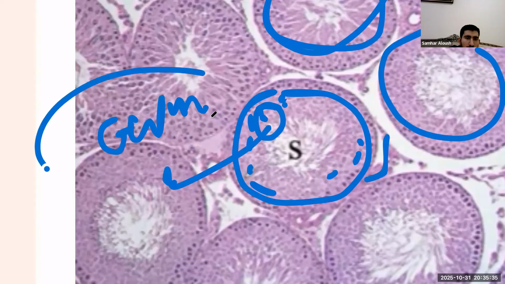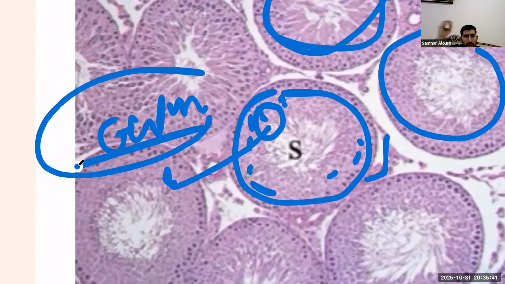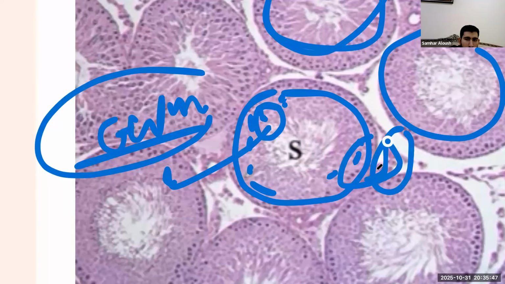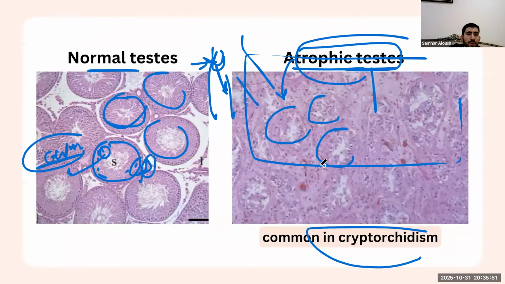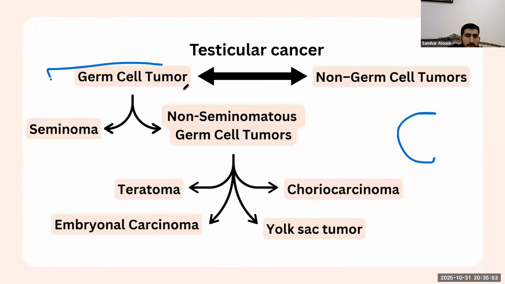Germ cell, because the germ cell is the sperm. But if we have a cancer related to the sperm, it's called germ cell tumor. It's neoplastic proliferation of the sperm or the germ cell. And we have other types of cancers, which are Leydig or Sertoli cell, where they are proliferating, not important, not high yield at all. We will focus on germ cell tumors.